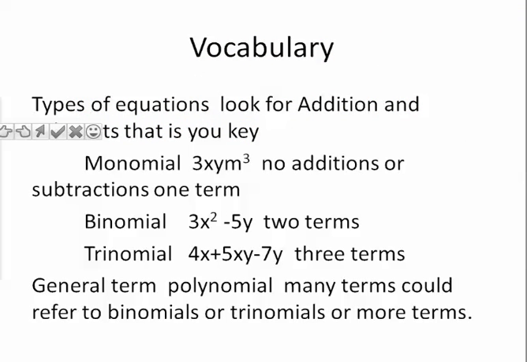First, some vocabulary terms, okay? There are different types of equations. When it's asking you to classify equations, what you're looking for are how many additions and subtractions you see in there. That's telling you how many terms you have in the equation. A monomial means that there's no additions. There's only one term. It doesn't matter how complicated it is. You can have something to the third power, to the fifth power, whatever it is, but there's no addition in there, no subtraction in there, one term.